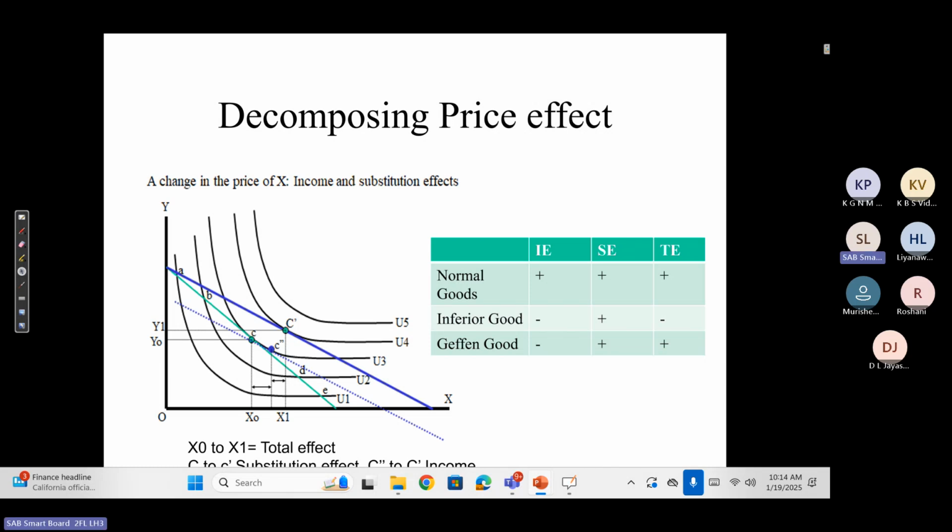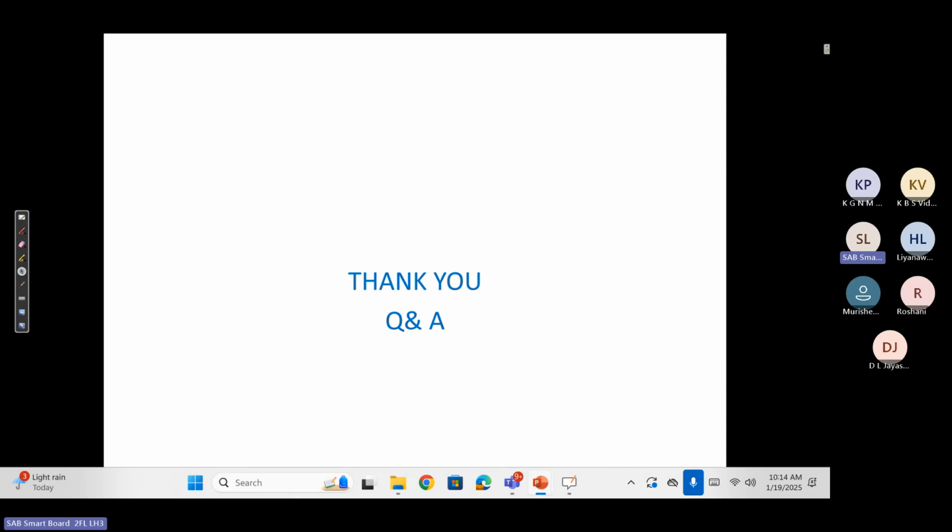Now we identify the demand curve. We know how we show the demand curve, and also we can identify the income effect and substitution effect that explain the outcome from the demand effect. Okay, so that's from the consumer theory.